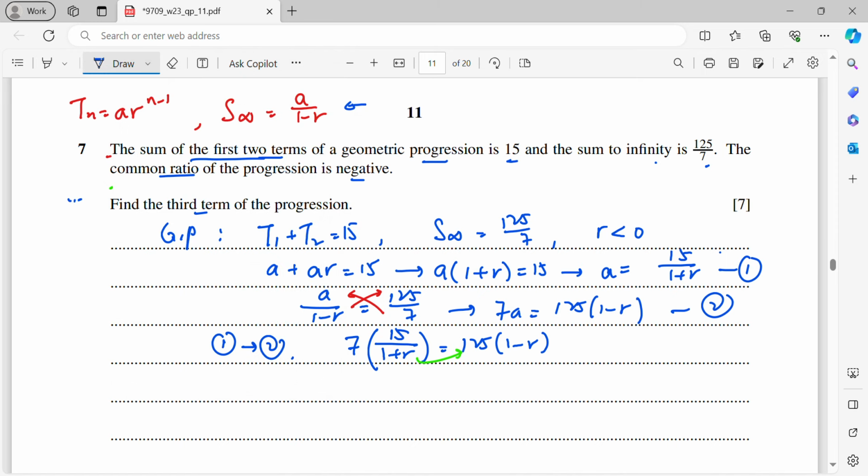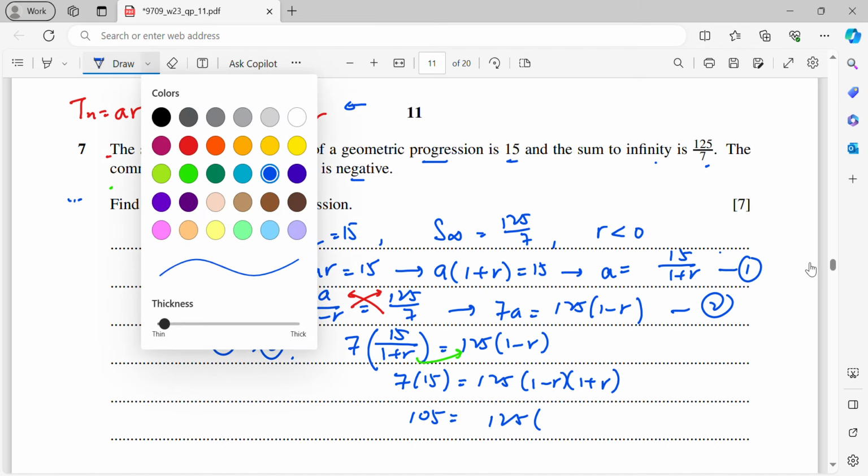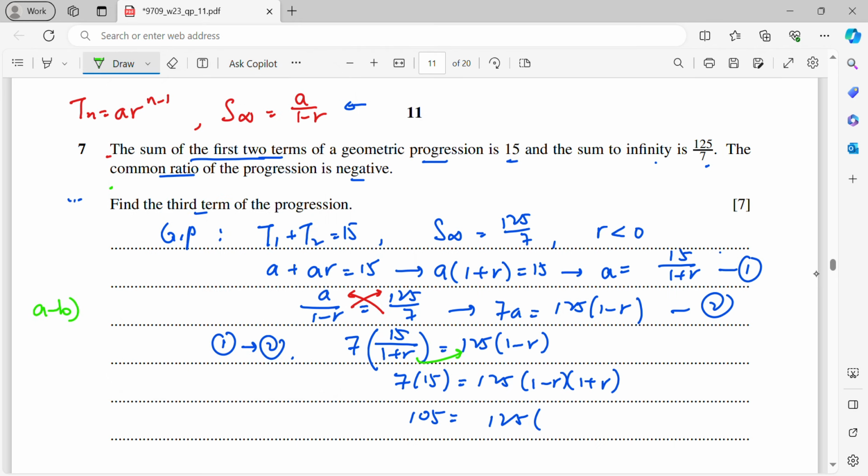Now the left hand side is 7 times 15. Then the right hand side is 125 times (1 minus r) times (1 plus r). So 7 times 15 will be 105. Then for (1 minus r) times (1 plus r), we have a formula: (a minus b) times (a plus b) will be a squared minus b squared. Okay, therefore from here, I will get 1 squared minus r squared.